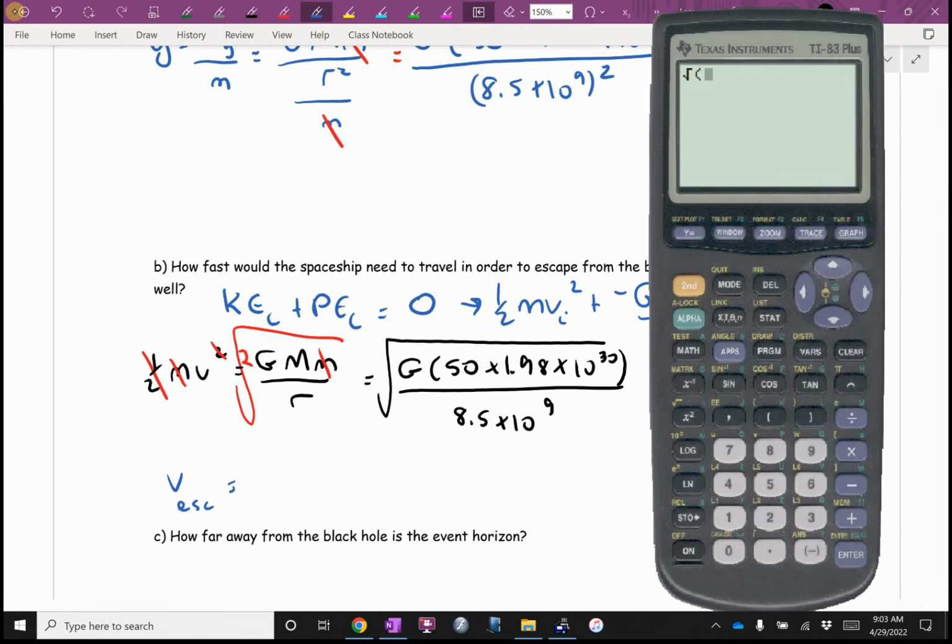Square root bracket 6.67 times 10 to the negative 11 times 50 times 1.98 times 10 to the 30 divided by 8.5 times 10 to the 9th. What'd you get? Did you get 8813? Is that right?